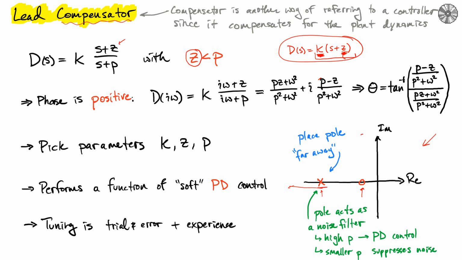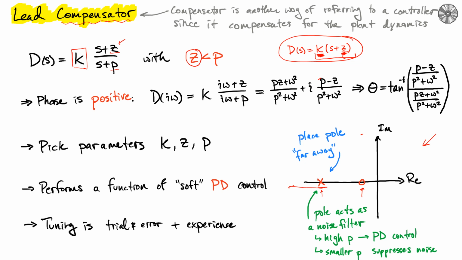So this controller obviously has three different pieces. It has the placement of the zero, the placement of the pole, and then of course the gain k. And so we get to pick all three of those. We'll see some techniques along the lines of loop shaping to help us understand how to do that. That uses frequency domain tools, but we also use a lot of trial and error and also some experience.